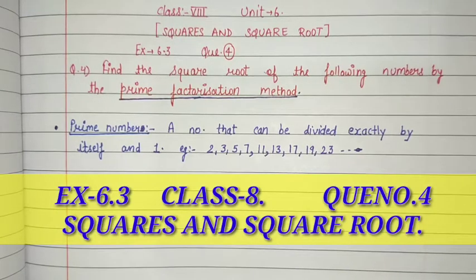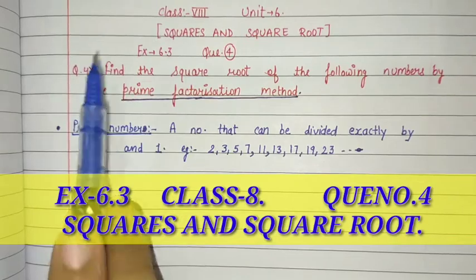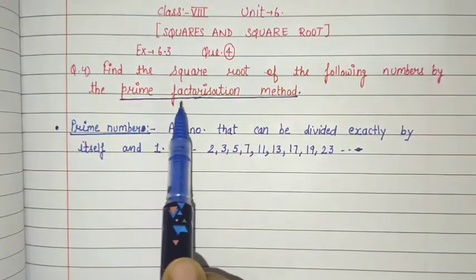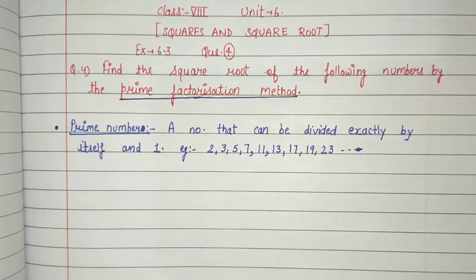Hello dear students, today we will do exercise 6.3 question number 4. The question is: find the square root of the following numbers by the prime factorization method.